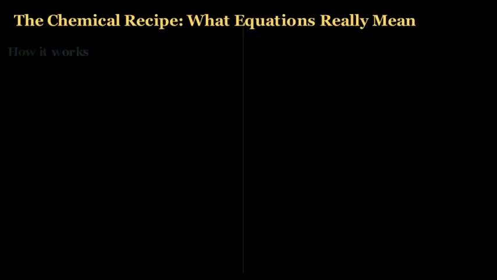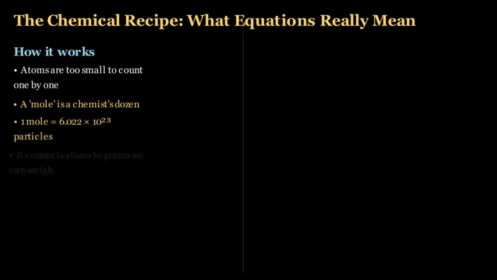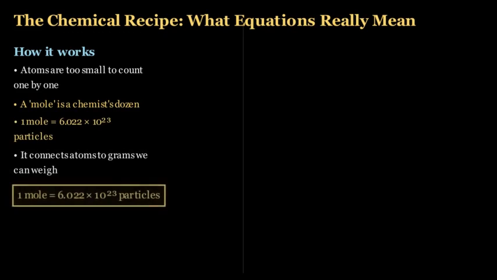Atoms are ridiculously tiny, you can't just grab a handful and count them. So chemists use a counting unit, just like a baker uses a dozen for eggs. It's called a mole. 1 mole is a very specific number, about 6.02 times 10 to the 23. That huge number lets us scale up from invisible atoms to grams we can actually weigh on a balance. 1 mole of carbon atoms weighs exactly 12 grams.